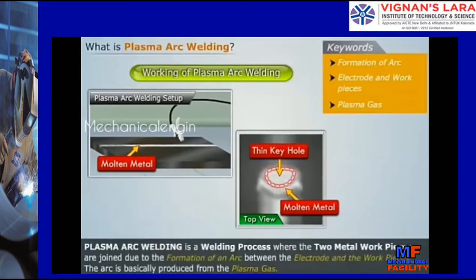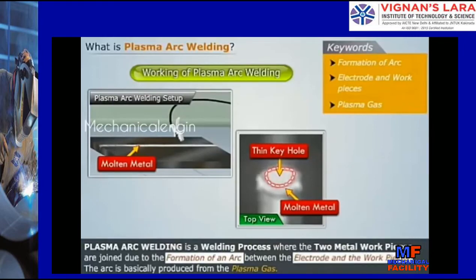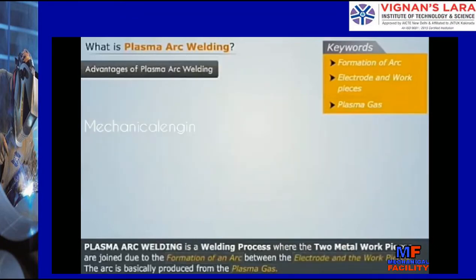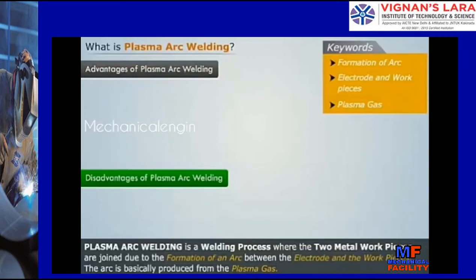Thus, we can say that plasma arc welding is a welding process where the two metal workpieces are joined due to the formation of an arc between the electrode and the workpieces. The arc is basically produced from the plasma gas. Now, let us list the advantages and disadvantages of plasma arc welding. The advantages are as follows.